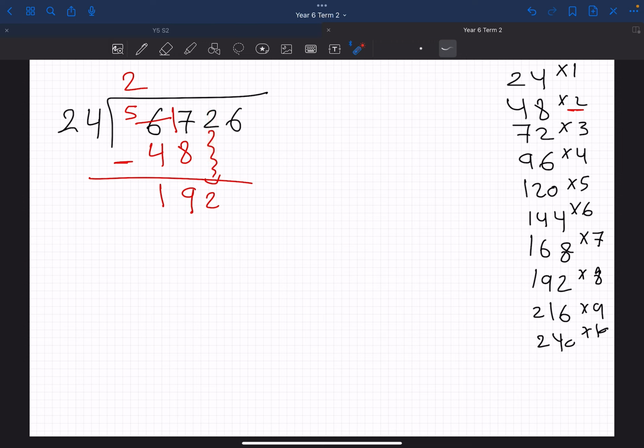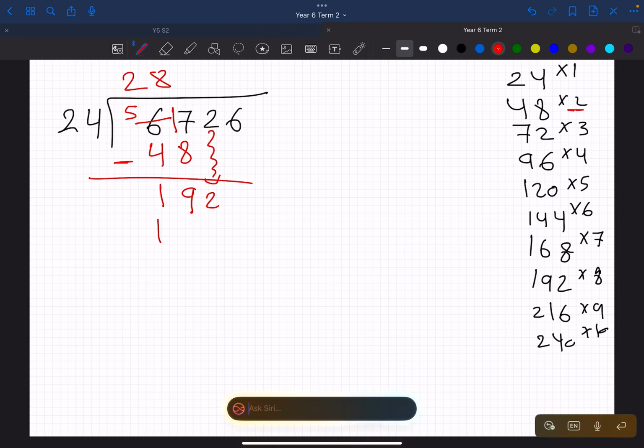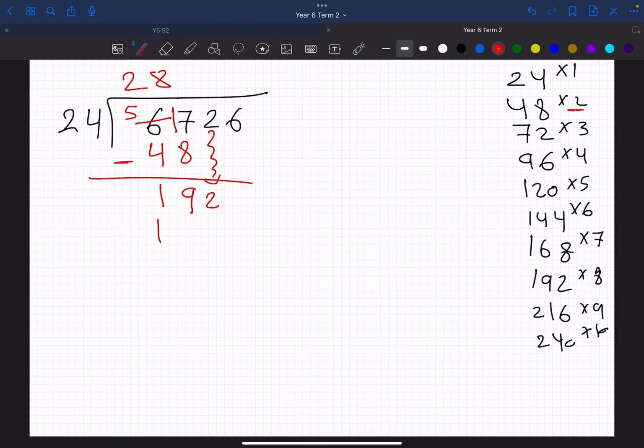Now, do we have 192 in the times table of 24? Let me check. Yes, I do. Multiply by what? By 8. 8 times 24, 192. This is driving me crazy. What's wrong with my app today? 192. Subtract, zeros. Oh, I'm finished. Be careful. Still have the 6, right? So put it down. I put the 6 down.